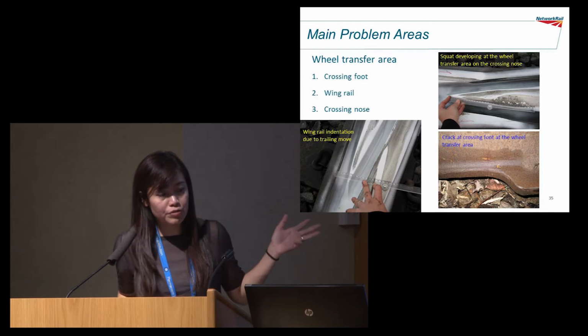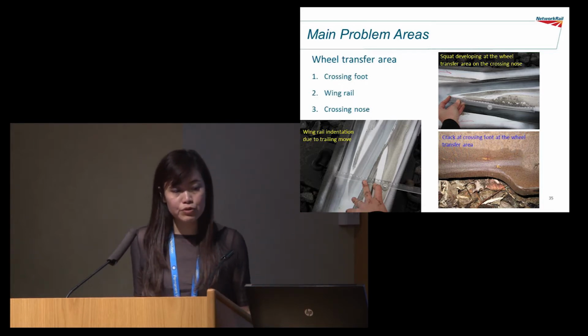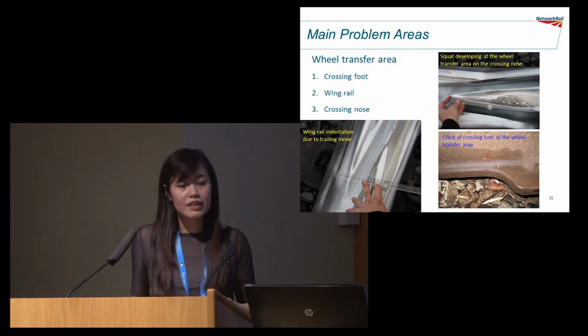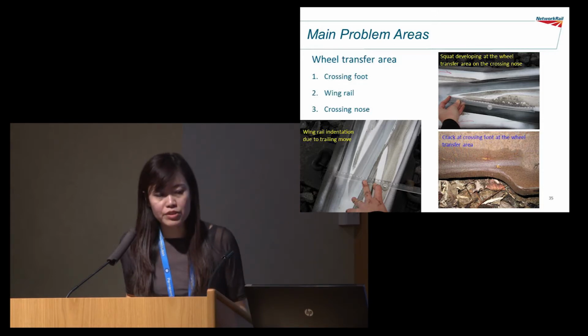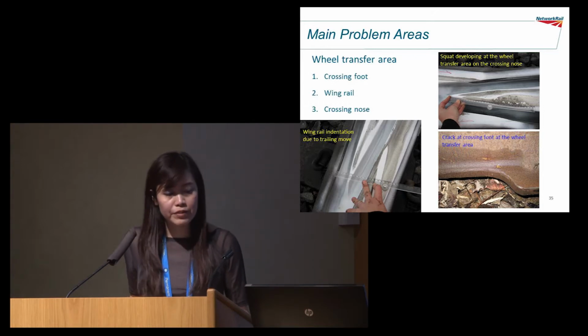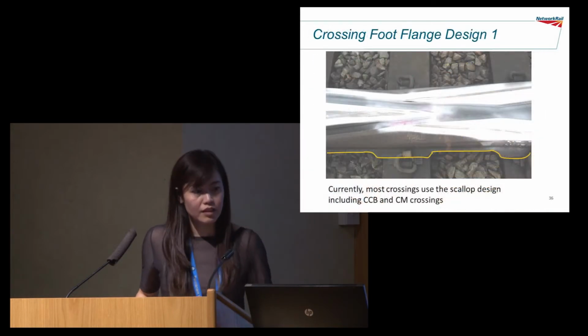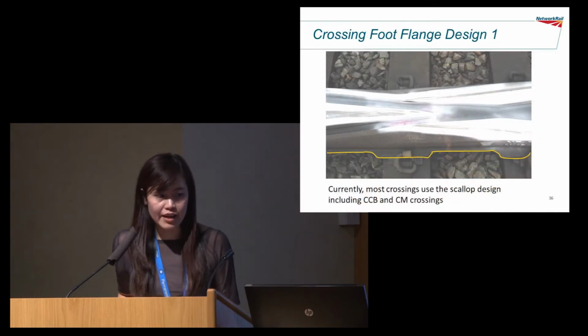The photos here show on the left the wing rail indentation due to trailing moves on the crossing, the top right shows squat developing at the wheel transfer area on the crossing nose, and the bottom figure shows the crack at the foot. So, crossing foot flange design.